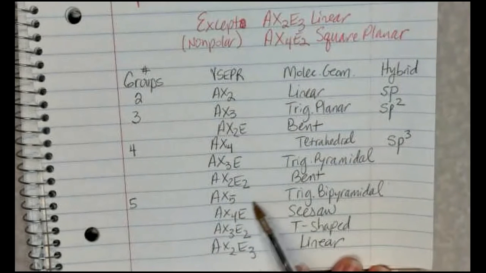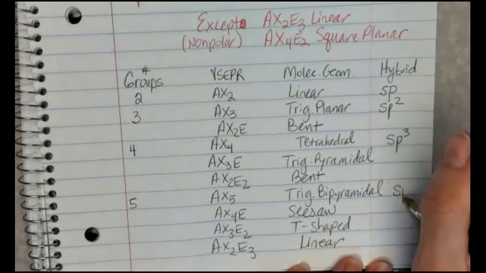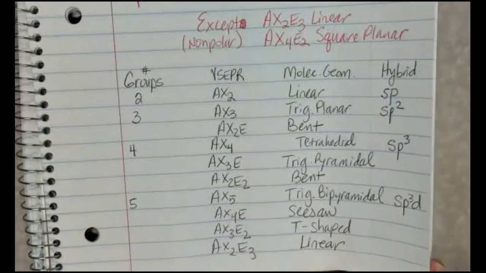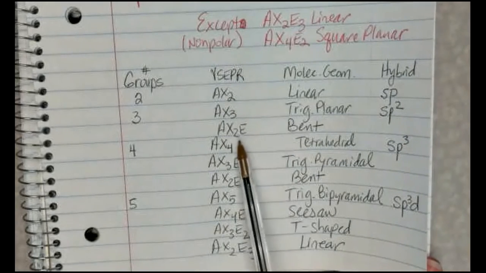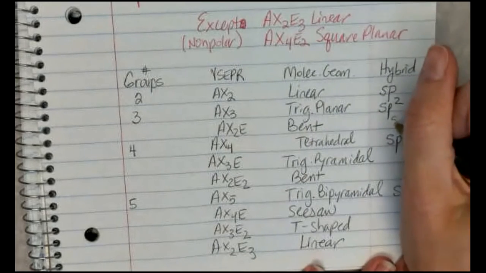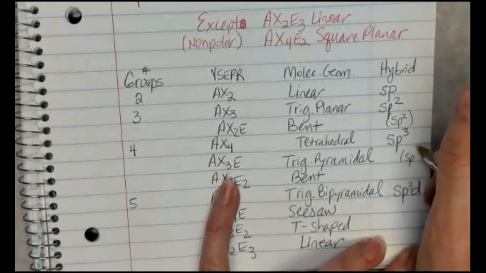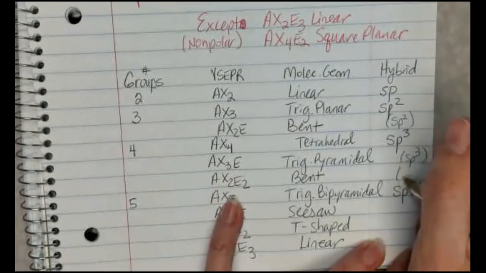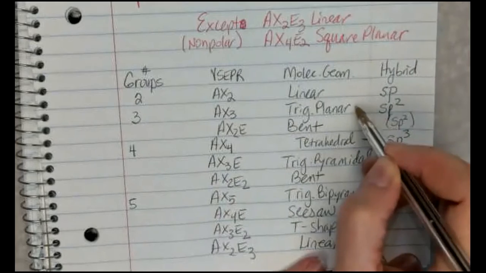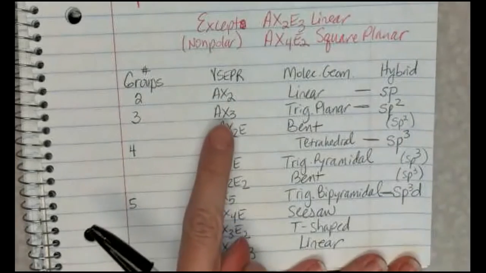When I get to AX5, we talked about this. This is going to be an expanded octet. So this is going to be sp3, and then we take a d. All right, so what are we talking about here? And just as a note, if it's AX2E bent, it's still going to be sp2. When it's AX3E, it's still sp3. When it's AX2E2, it's still sp3. So the orbital hybrid is attached to that electron geometry, that main group of AXN.